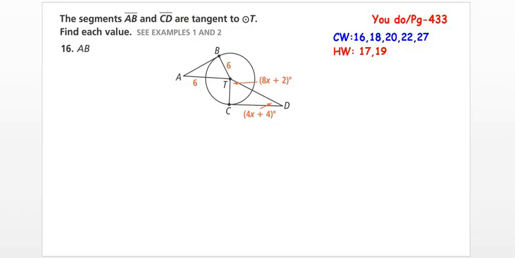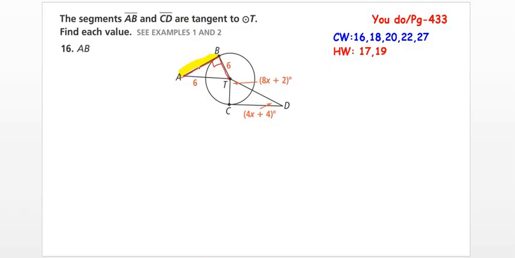Here is the next question. Now because we are done with the triad question, let's solve the questions from the lesson. It says the segments AB and CD are tangent to the circle T. Find each value. So we have different questions to solve. Number 16 says find how long is AB. So this is the line AB. As I told you, whenever you have a radius and a tangent, they will be perpendicular to each other. So ABT is a right angle triangle.